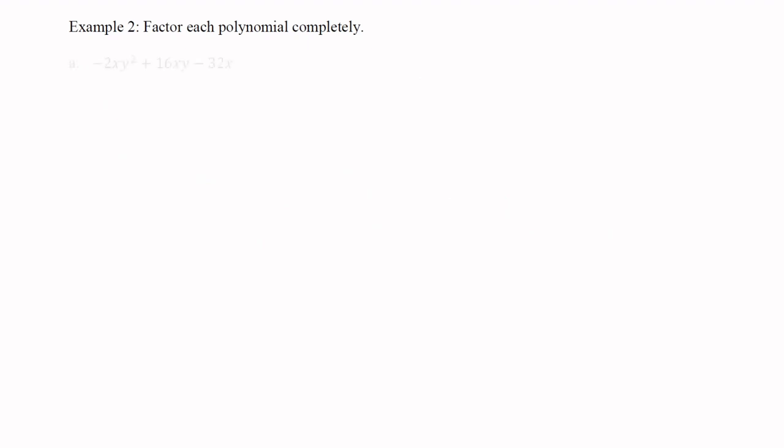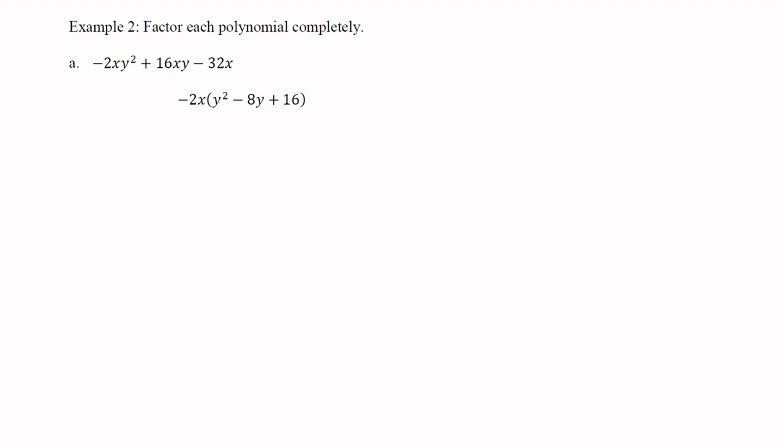So let's factor each polynomial completely. And when we say completely, it means no piece can be factored any further. In example A here, first thing we're going to do is look for a greatest common factor that can be factored out of the entire trinomial. Number-wise, we have -2, and variable-wise, we can pull out an x. And that's going to leave us with the trinomial y squared minus 8y plus 16.